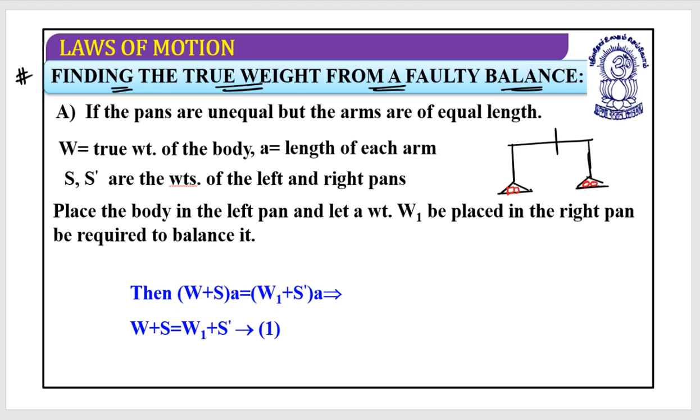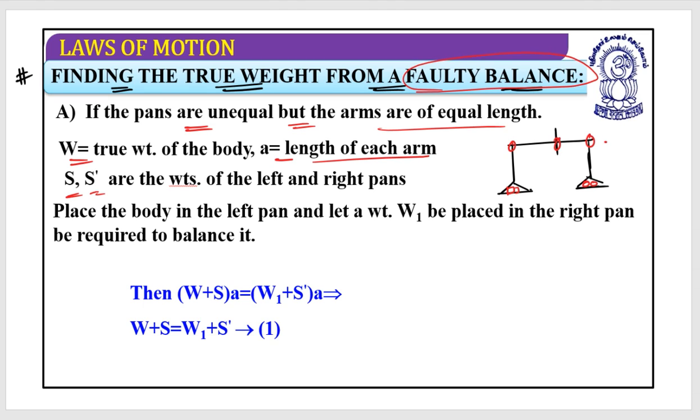So when this balance is faulty, how to get it done? That is what I require. Let's suppose the pans are unequal, but the arms of the machine are of equal length. So let's define the symbols. W is the true weight of the body, A is the length of each arm, and S and S dash are the weights of the left and right pans.